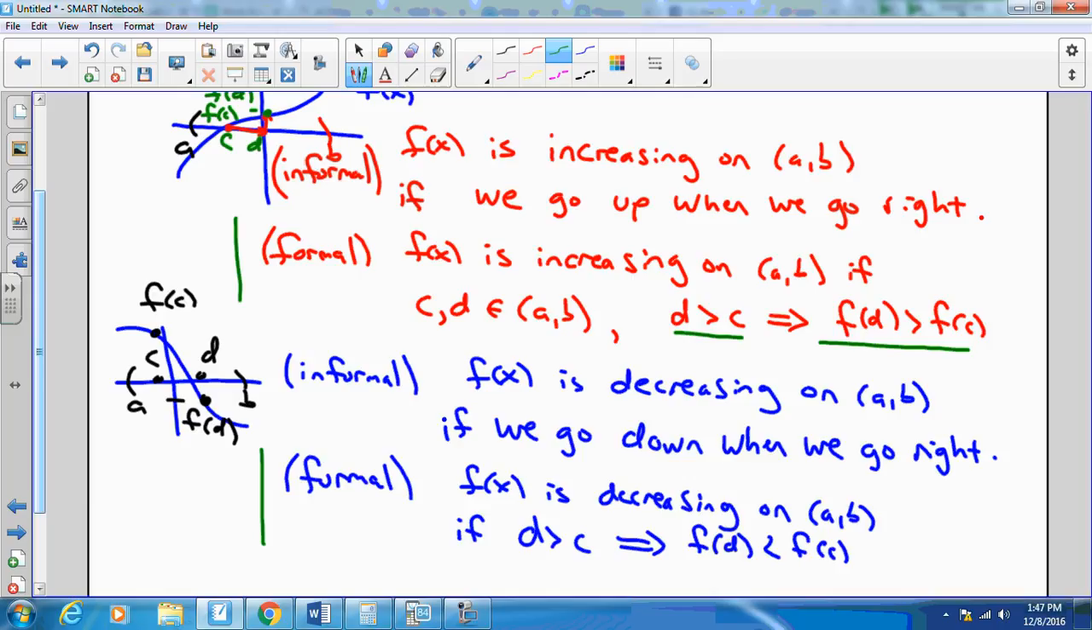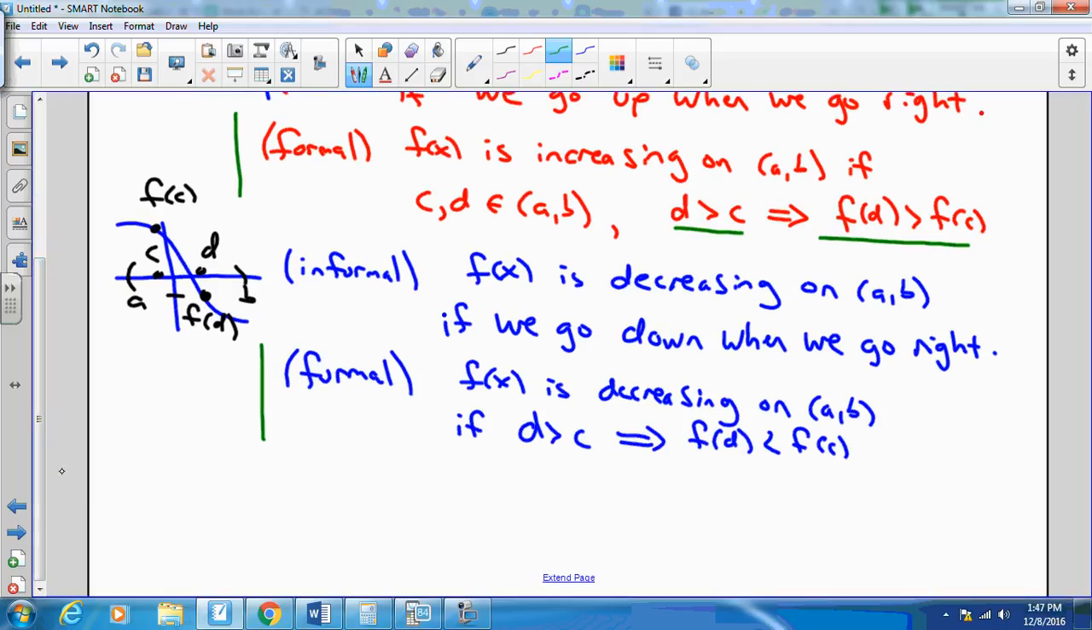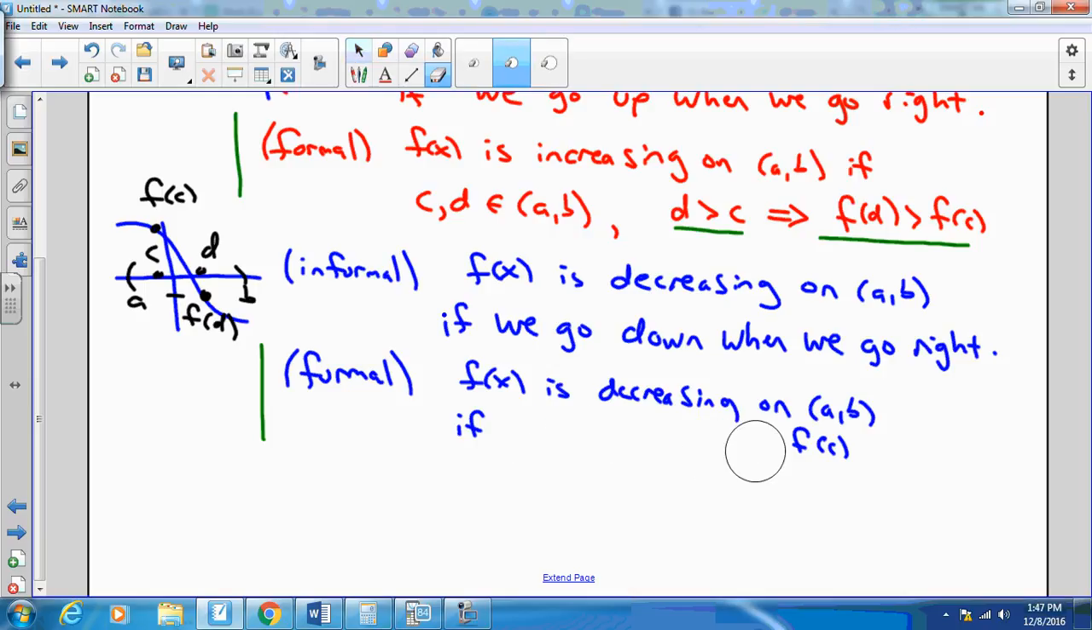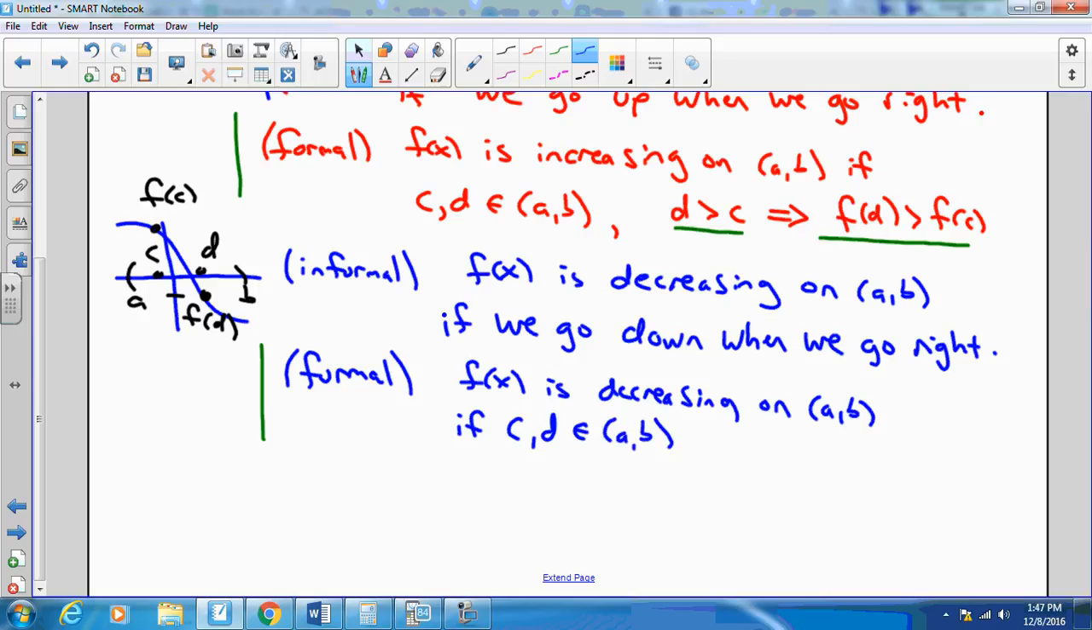So do you want to include a condition on c and d? Yes, you're right. So I failed to mention that condition. Technically, d and c could be anywhere, right? And so I need to specify where they are. They are any points in the interval a to b.